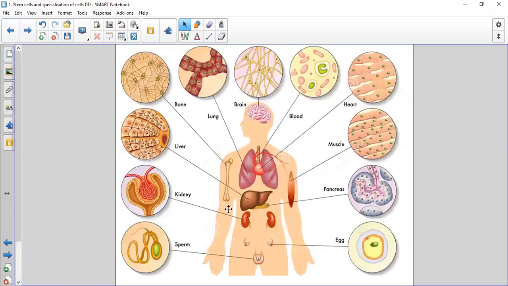Okay, there's some ideas. I've said that the sperm cell is quite a nice, easy one to think of. Red blood cells are quite easy ones to think of. This is a very unusual human here because it's got sperm and eggs. Obviously, it's just a diagram to help show both.